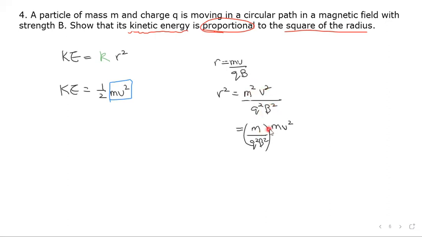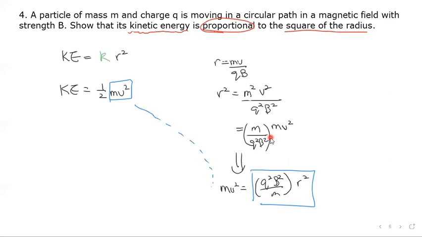Now, m squared v squared is m times mv squared, and q squared B squared is still q squared B squared. So r squared is mv squared times this, which means we can think of mv squared as q squared B squared over m times r squared. And that is the same thing as this. So we're now able to write that the kinetic energy is equal to half times q squared B squared over m times r squared.